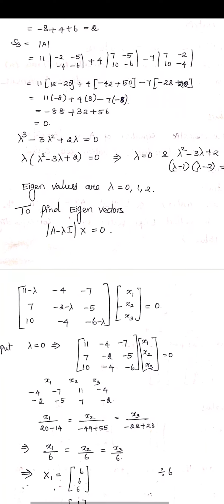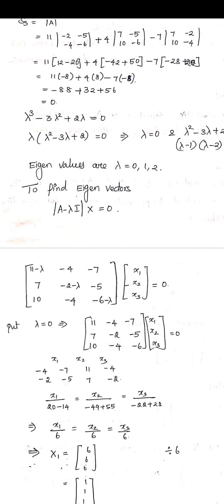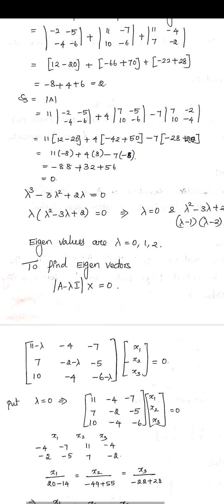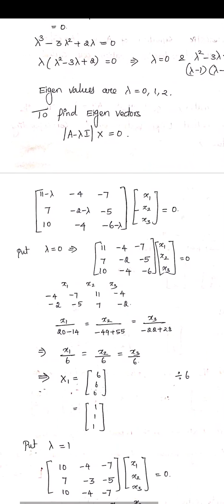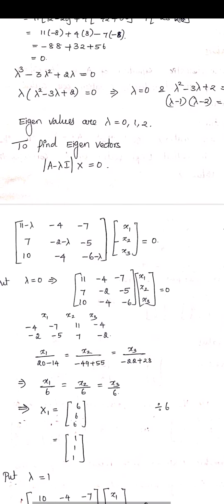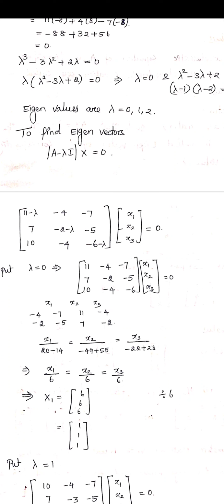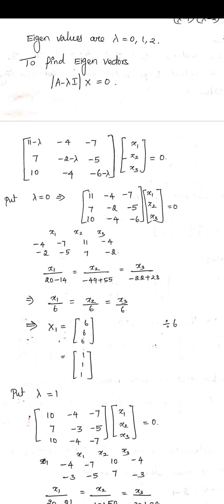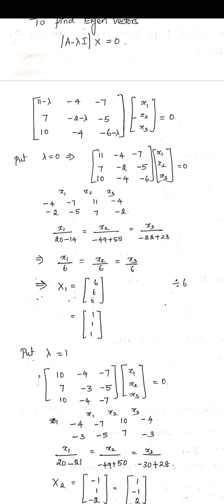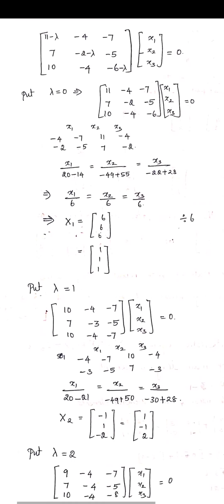Next, we have to find the eigenvectors of this A matrix. Determinant of A minus lambda I equal to 0, that is A minus lambda I into x equal to 0. A minus lambda I is the matrix 11 minus lambda, minus 4, minus 7; 7, minus 2 minus lambda, minus 5; 10, minus 4, minus 6 minus lambda, multiplied by x1, x2, x3 equal to 0. First, our eigenvalue is lambda equal to 0. Substituting lambda equal to 0 in the above matrix, we get 11, minus 4, minus 7; 7, minus 2, minus 5; 10, minus 4, minus 6. Cross multiplying, we get the eigenvector 1, 1, 1.